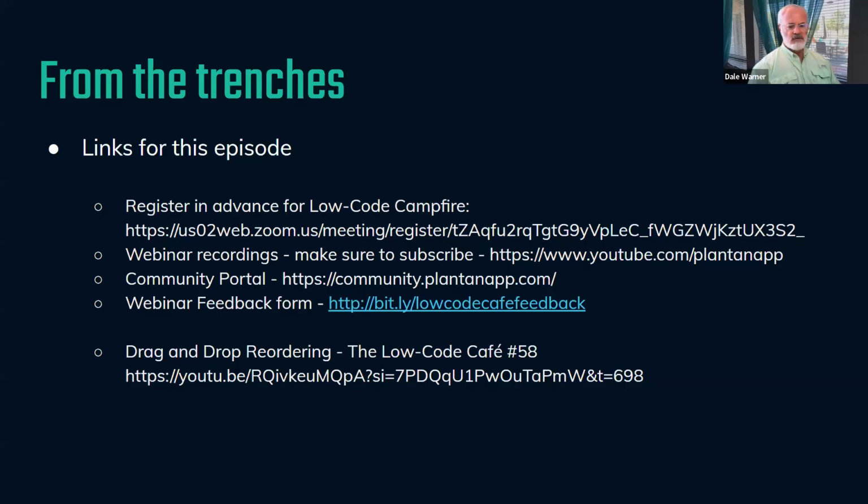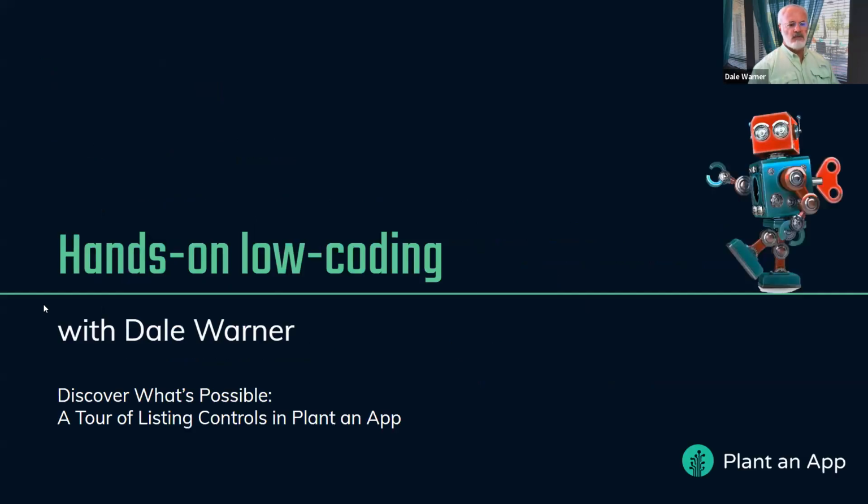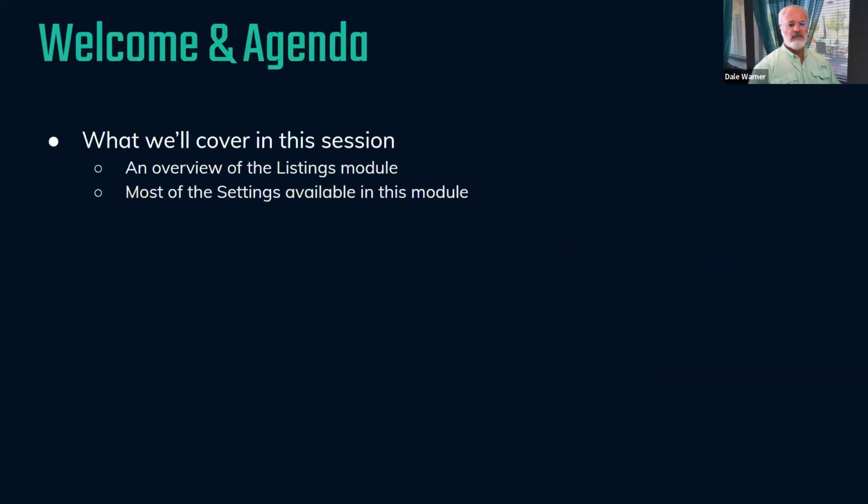The last link there is about drag and drop reordering in listings. That's a feature that we're going to touch on and explain, but we dealt with it in episode 58 of Low-Code Cafe. If you want to know more information and learn how to do that, find the SQL code that's required for doing that, that's the place to do that. So we're not going to be able to get into that today, but we will talk about it a little bit. So with that, we'll go on to our hands-on low coding and discovering what's possible in listings.